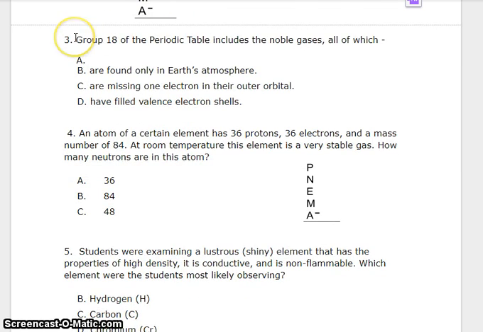Number 3. Group 18 of the periodic table includes the noble gases, all of which B, are found only in the Earth's atmosphere, C, are missing one electron in the outer orbital, or D, have filled valence electron shells. So noble gases. What do you know about the noble gases?